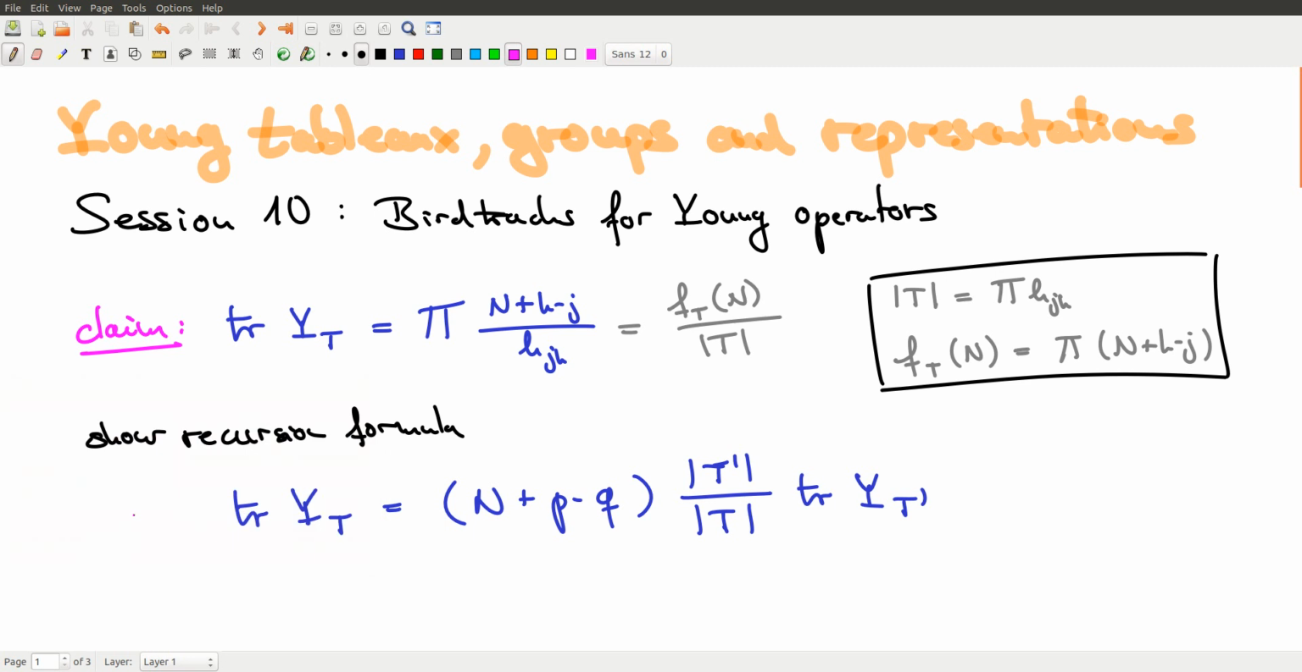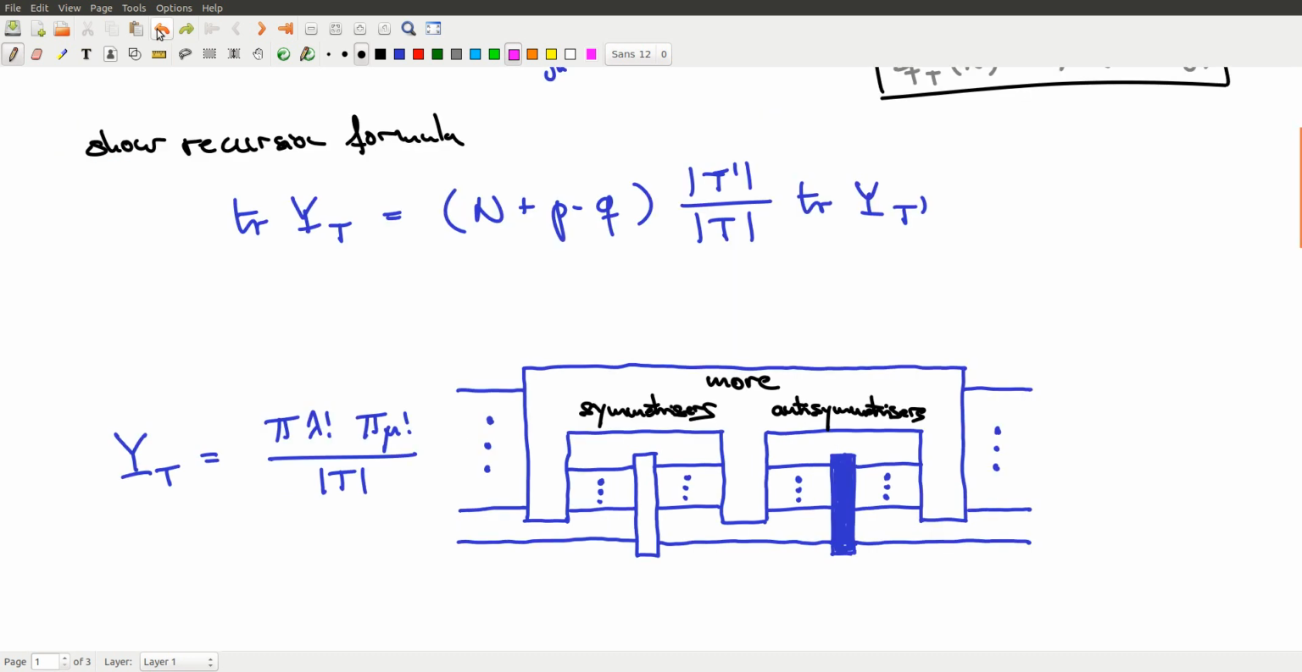In order to show this recursion formula, we're going to write the Young operator out in birdtracks. And I've done this here already, but let's slowly go through what I drew here. This Young operator contains a bunch of symmetrizers, which we have here, and a bunch of anti-symmetrizers here. And I want to display only the last symmetrizer, the last anti-symmetrizer.